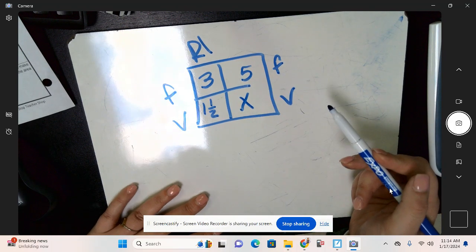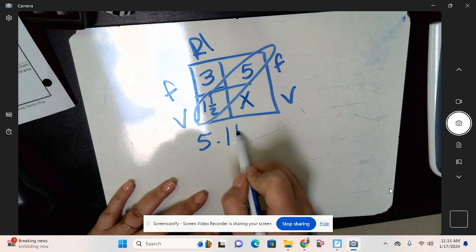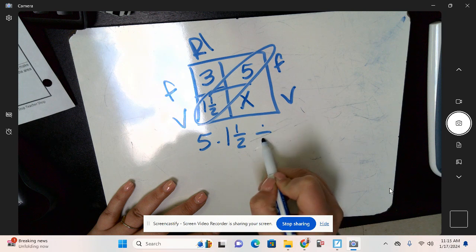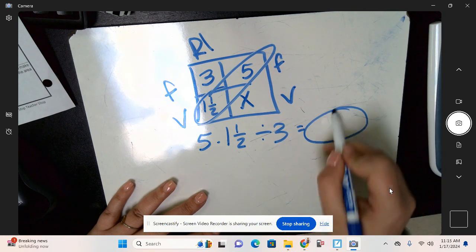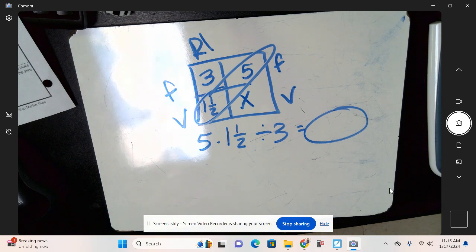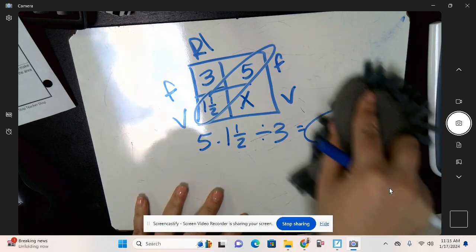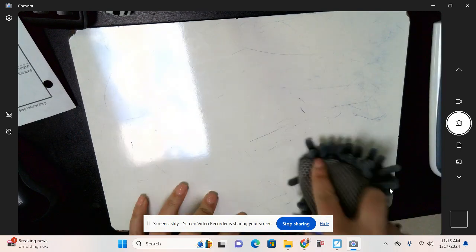So to solve this, we're going to have to cross multiply 5 times 1.5, and then we're going to have to divide it by 3. So when you plug that into your calculator, you should get your answer for how many teaspoons of vanilla we need for 5 cups. All right, remember to make sure you circle your answer so it's easy to find.